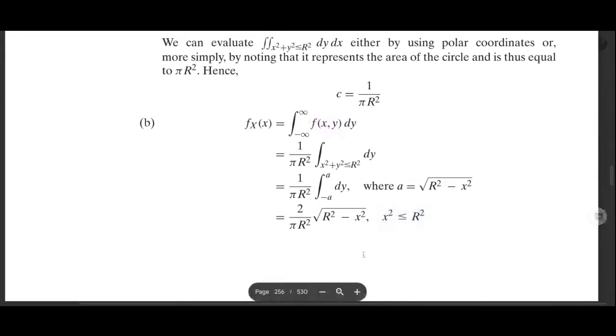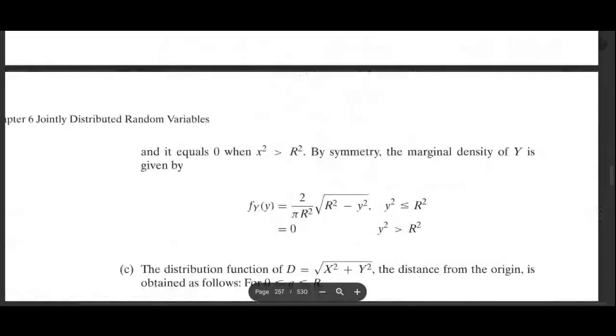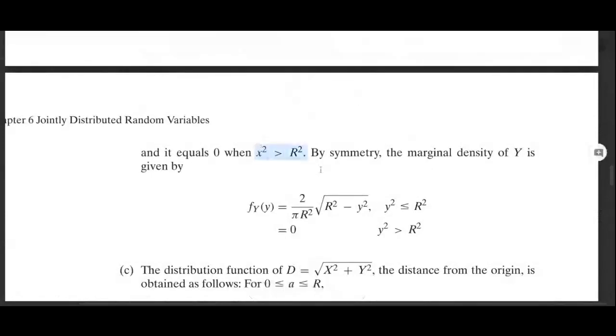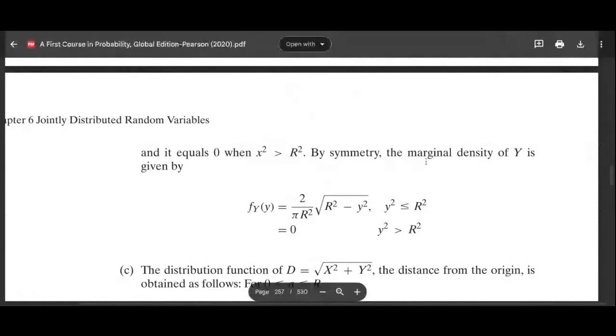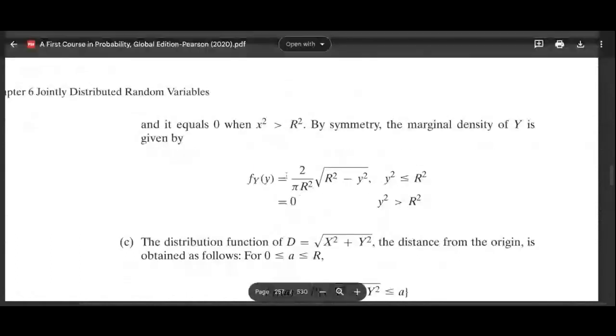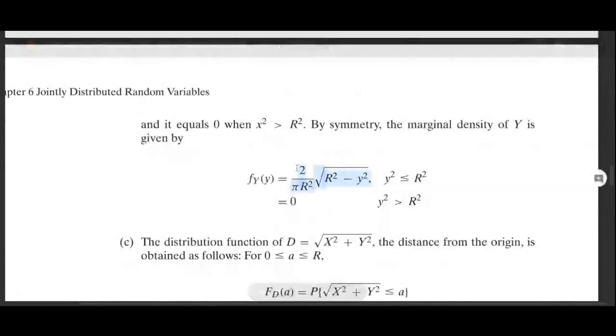Similarly for y, and it equals 0 when x squared is greater than r squared. That's outside. By symmetry, the marginal density of y is given by this, for y squared less than or equal to r squared, and 0 otherwise.